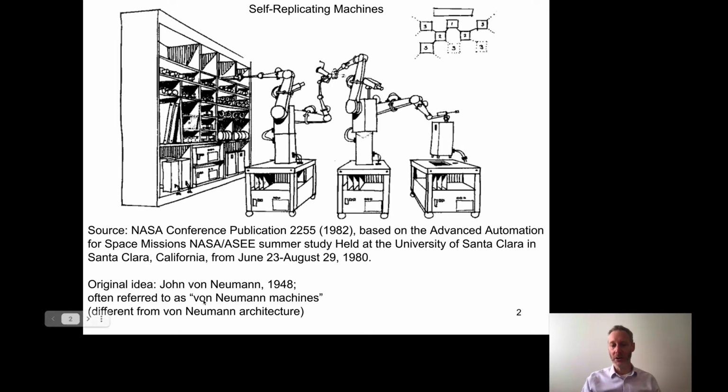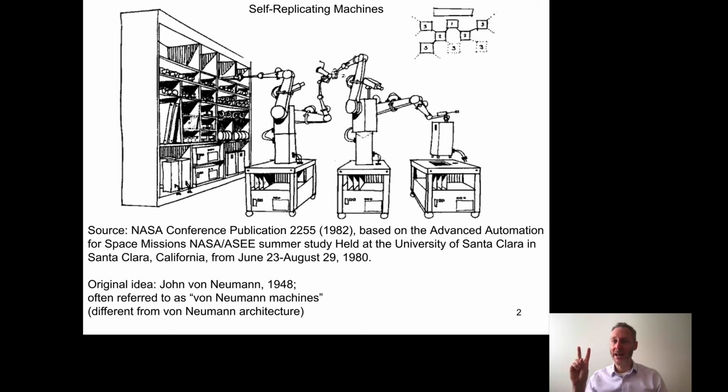You'll notice I put in quotes "von Neumann machines." For all the students of computer science here, you should also know about the von Neumann architecture. The von Neumann architecture is the basic computer architecture that's found in most PCs and laptops and even phones these days. It's a particular kind of computer architecture. Von Neumann machines are something different.